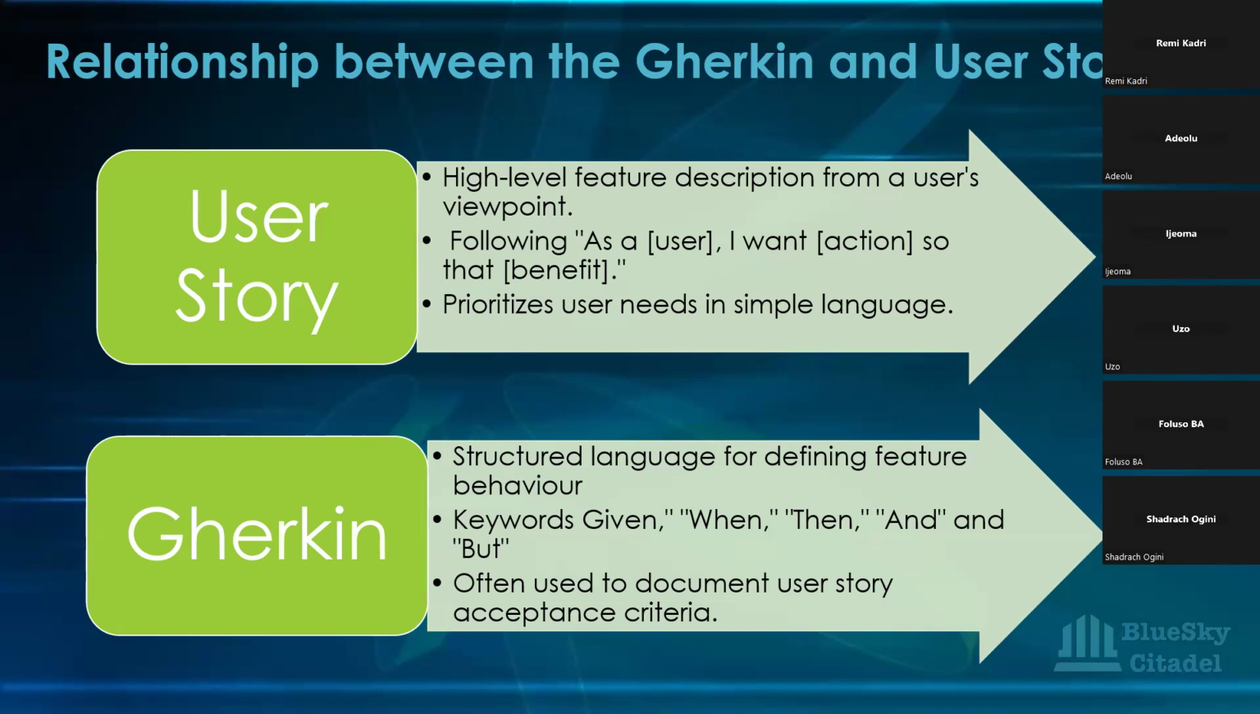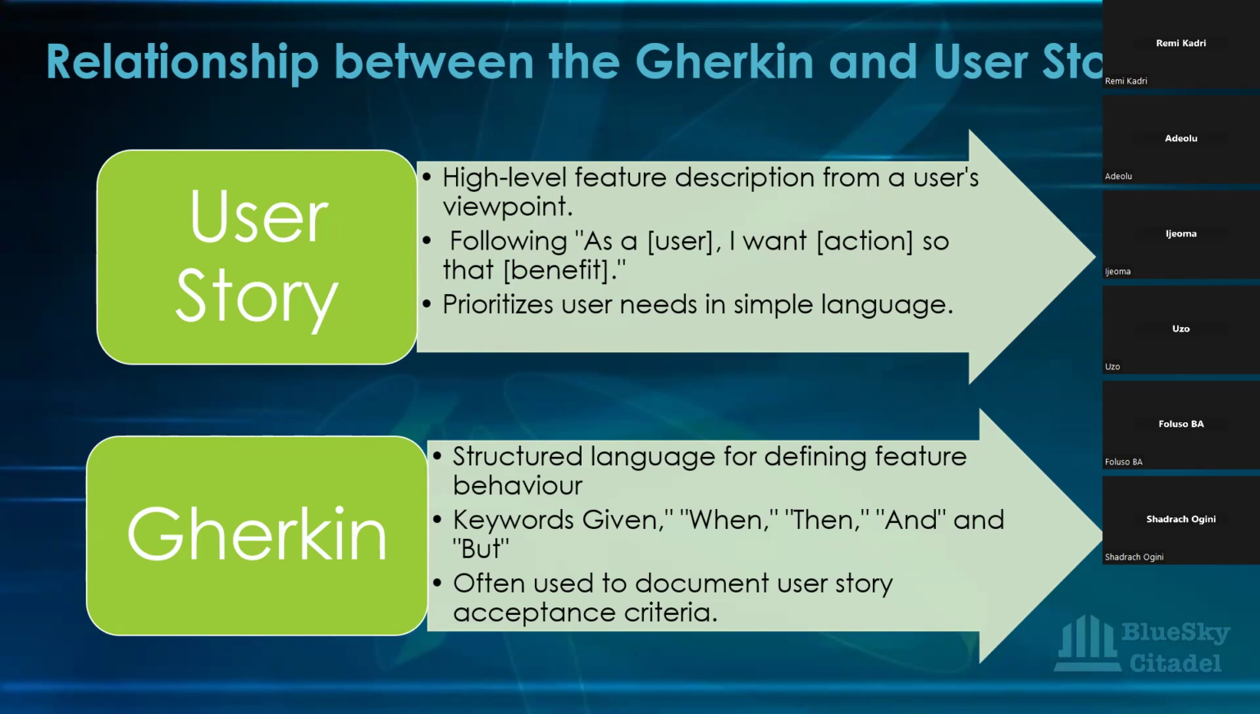So the Gherkin scenario is used, like I said, to document the acceptance criteria for a user story, ensuring that the feature is implemented correctly. So it's breaking it down and telling them exactly what the feature needs to do. The relationship between the Gherkin and the user stories: Gherkin is often used to define the acceptance criteria for the user stories. And acceptance criteria are specific conditions that must be met for the user story to be considered complete and done. For your user story to meet the definition of done, all of the conditions within your acceptance criteria must be fulfilled before your user story is able to be considered as done.